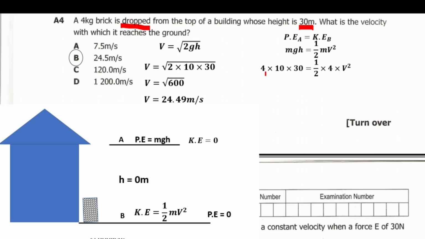Now we multiply 4 times 10 times 30, which gives us 1200, and here we divide 2 into 4, which gives 2. Then to remain with v alone on this side, we divide by 2 on both sides. So 1200 divided by 2 gives us 600, and here 2 divided by 2 cancels, remaining with v squared. Then we take the square root on both sides. The square and the square root go, and we have the square root of 600, which gives us 24.49 meters per second, just as we had calculated using the other formula.